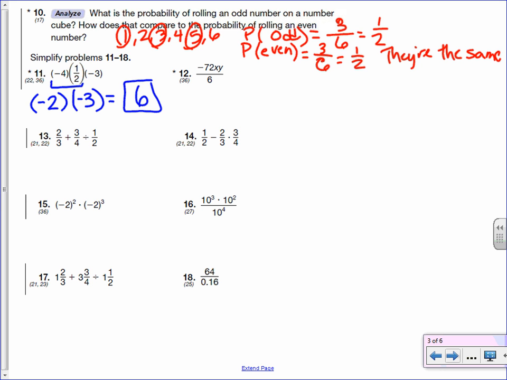Negative 72xy divided by 6. Since there aren't any variables down here, the only thing that we're going to be dividing is the negative 72 and 6. So 72 divided by 6 is our question. 6 goes into 72 once, twice, so 12 times. 72 divided by 6 is 12, and since the signs are opposite, then the answer will be negative. So I have negative 12xy.